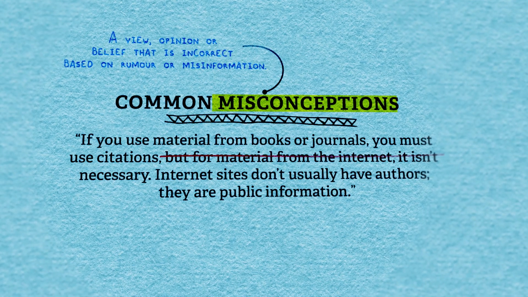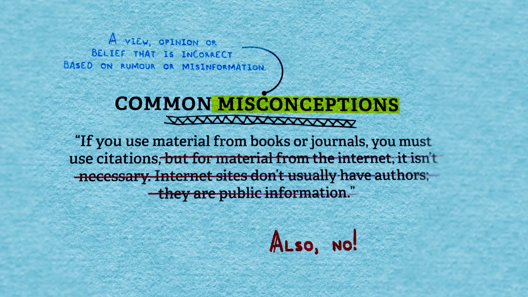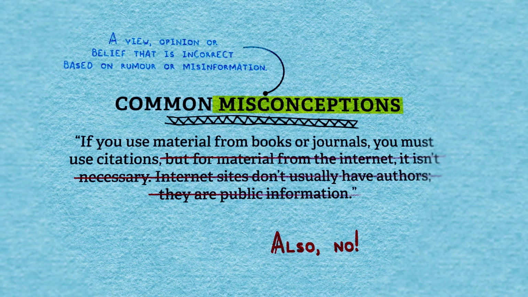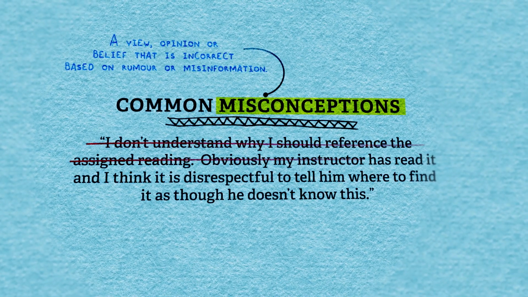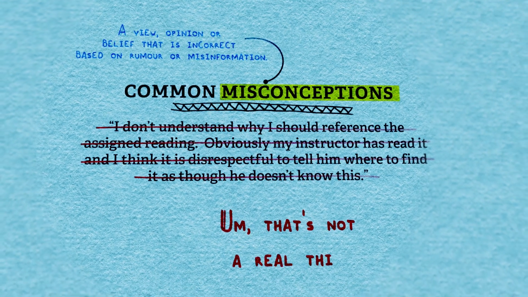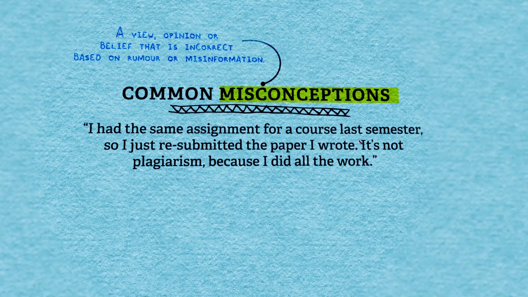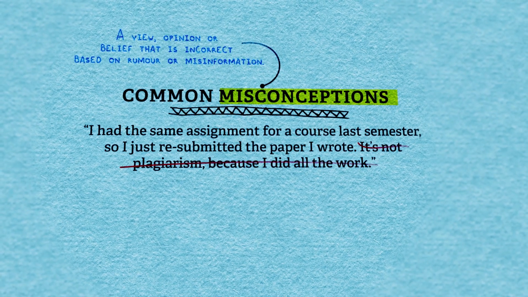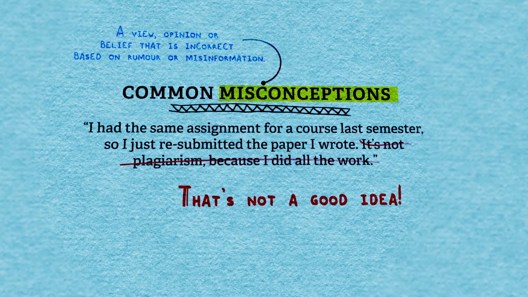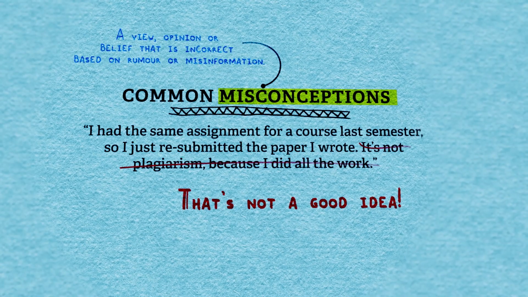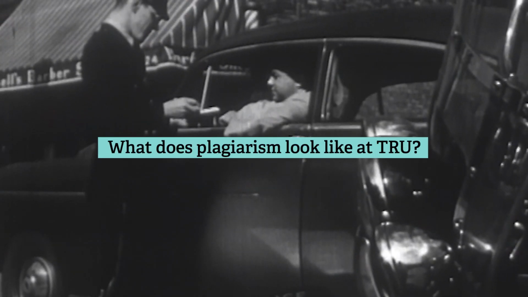If you use material from books or from an article, yeah, you need to cite it. But anything on the internet, totally fine. Also not true, you also need to cite information from the internet. Some students think that if their instructor's done the assigned reading, they don't need to cite it. You actually still need to cite it or else it's plagiarism. Some students don't know that there's something called self-plagiarism. So if you happen to have the same topic for 2 different classes and you hand in the same paper, it's called self-plagiarism.